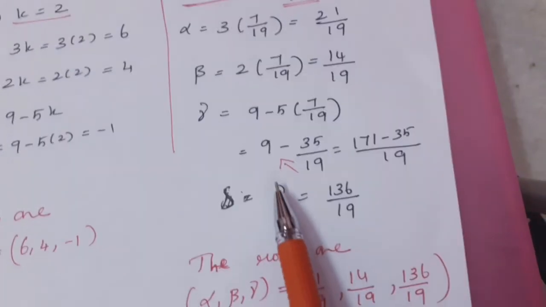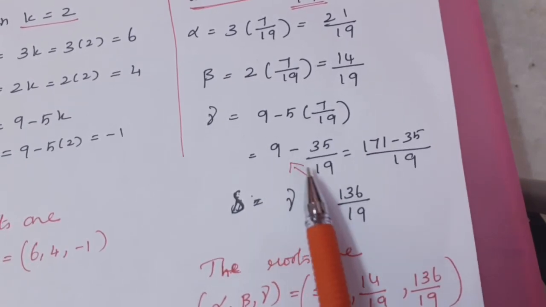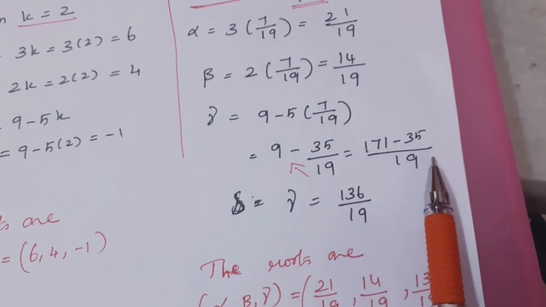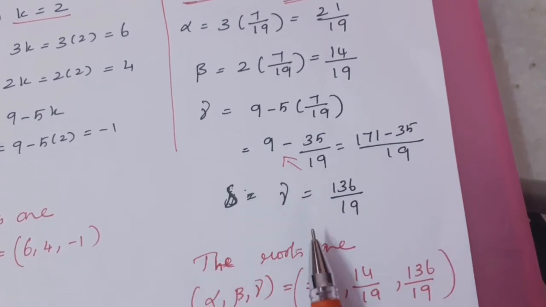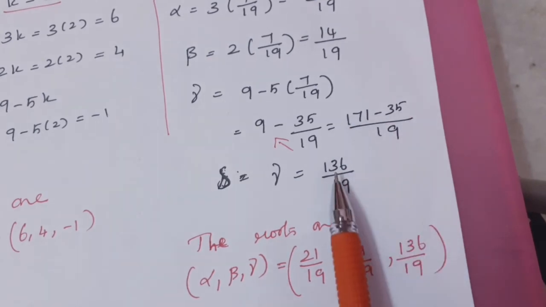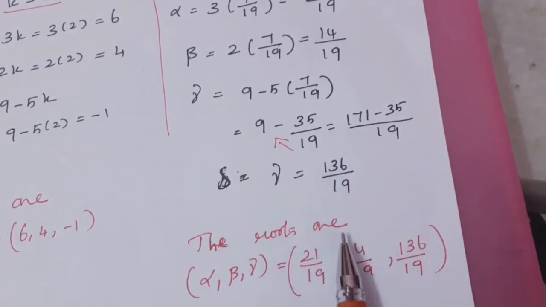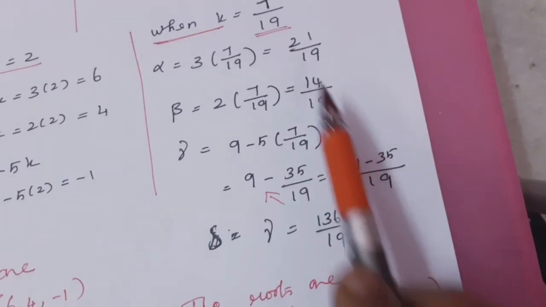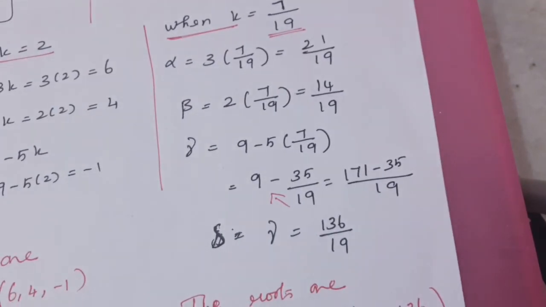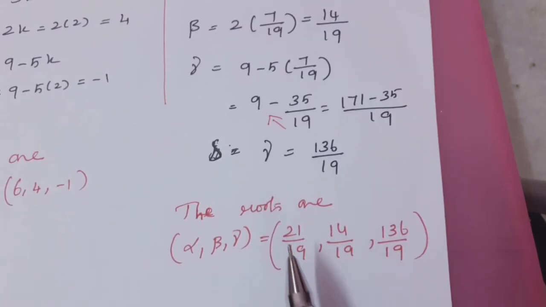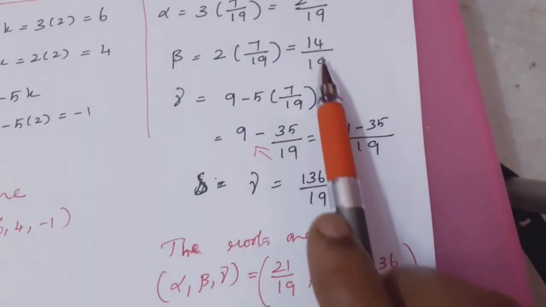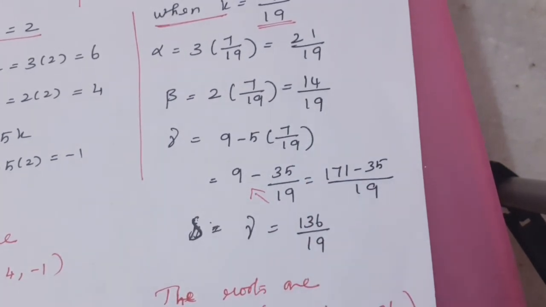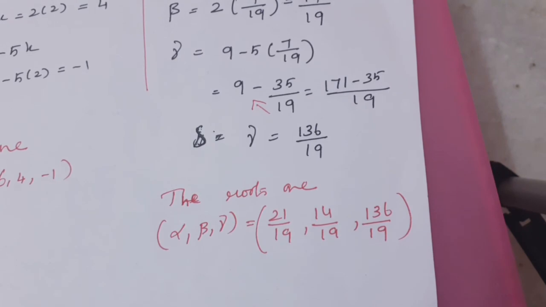Now take the LCM, 19. 19 into 9 is 171. 171 minus 35 divided by 19, so gamma equal to 136 by 19, since 171 minus 35 is 136. Therefore, what are the roots? Alpha, beta, gamma: the first value is 21 by 19, the second value is 14 by 19, and the third value is 136 by 19.